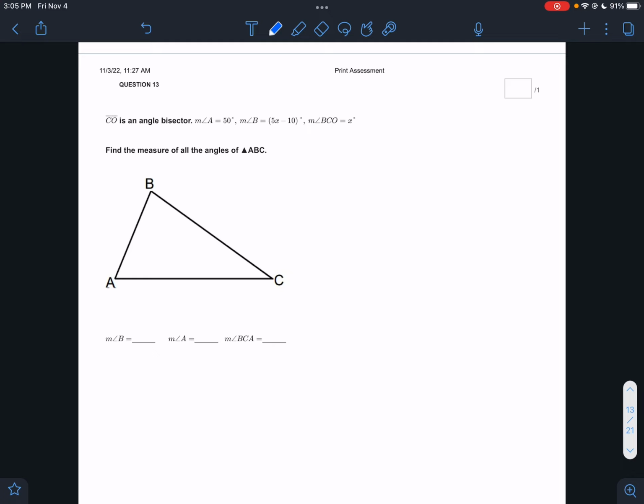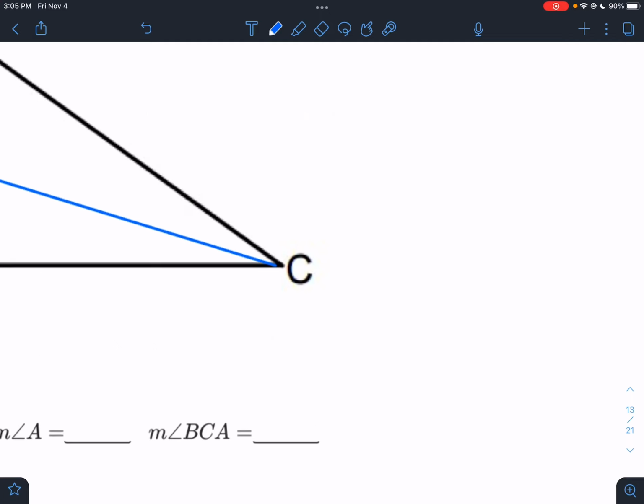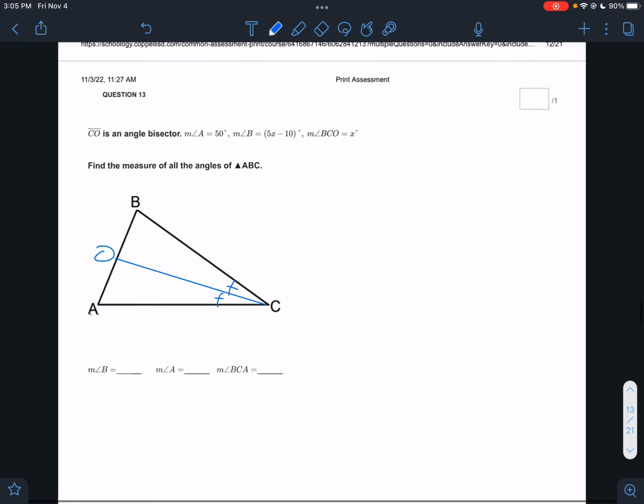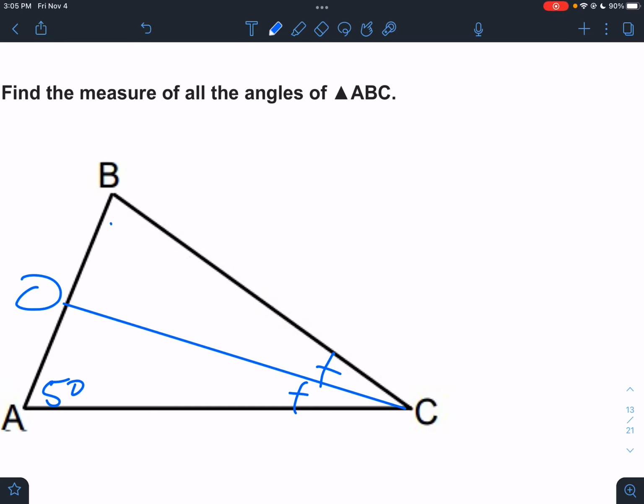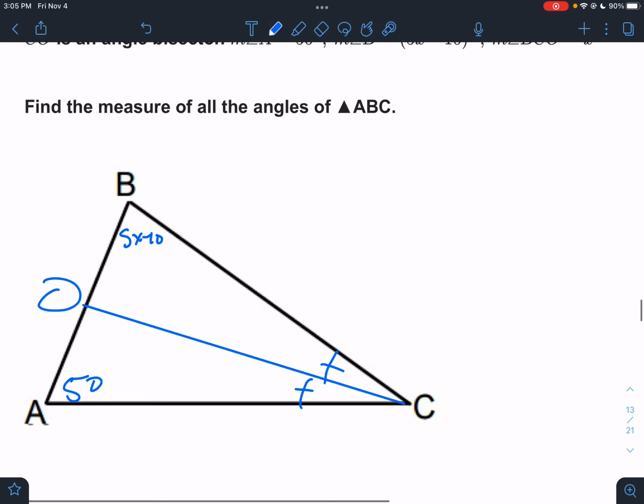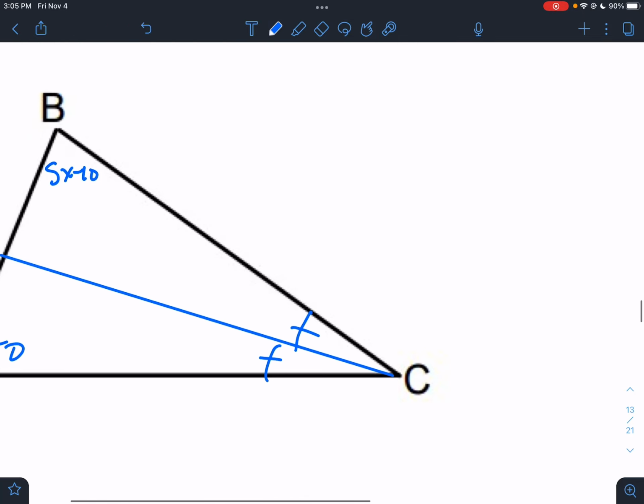CO is an angle bisector. So here's CO. It's an angle bisector. So it cuts the corner in half. Angle A is 50 degrees. Got it. Angle B is 5x minus 10. And angle BCO is x. Well, that means this is also x.